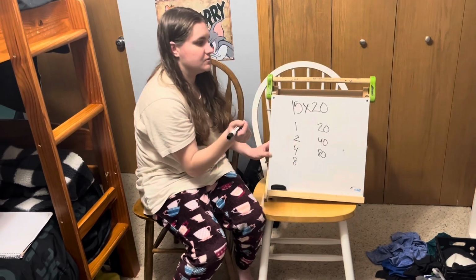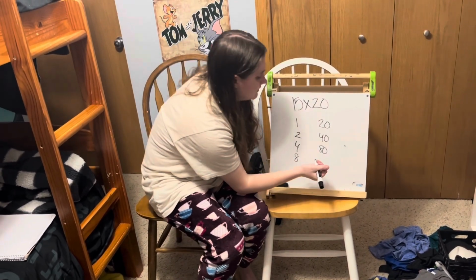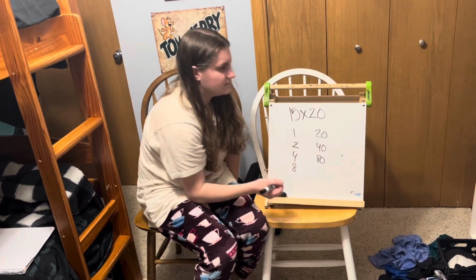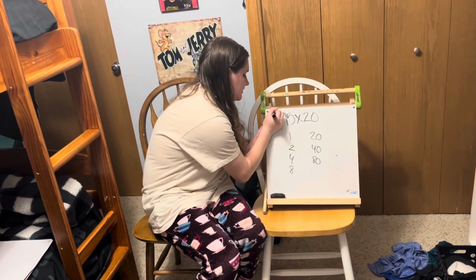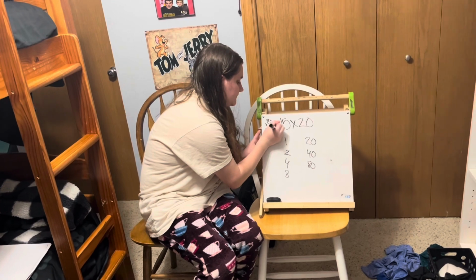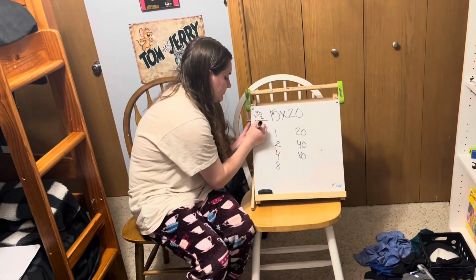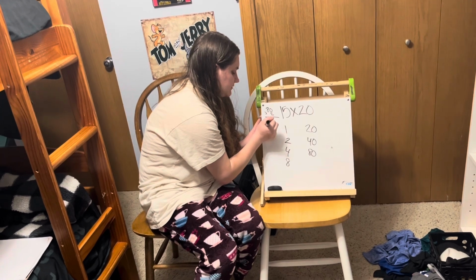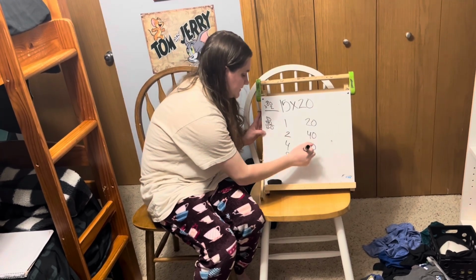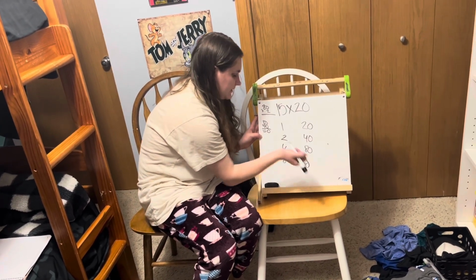8 times 2, I believe, is 16. So you can either do 80 times 2, or you can do 80 plus 80 since we're just doubling. So 16, 160. Okay, so now we're going to add up.